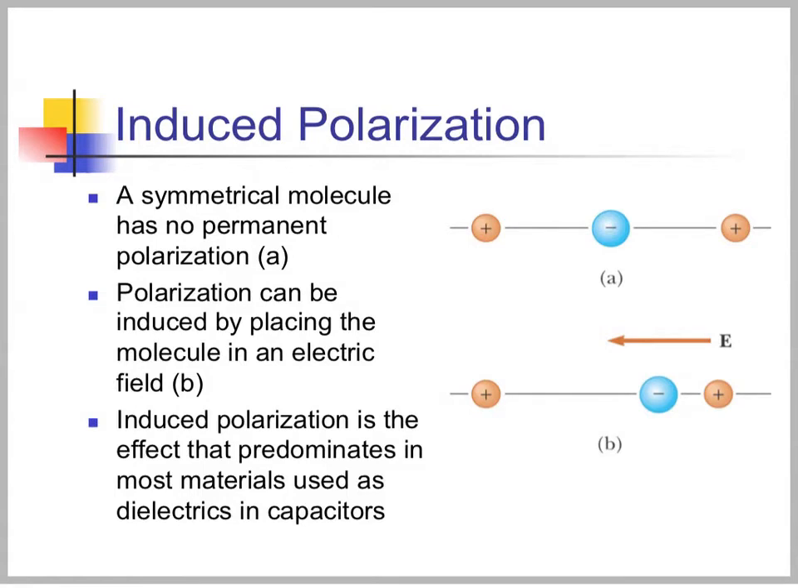Now, besides a polarization that is permanent, we can also induce a polarization. So, for example, in figure A, we see a symmetric molecule that has no permanent polarization. CO2 has a similar form, a linear chain of atoms. However, if I place this molecule in an external field, the positive charges are going to feel a force one way, and the negative charges the other way. And I get an induced polarization, and this induced polarization is the effect that predominates in most materials used as dielectrics in capacitors.